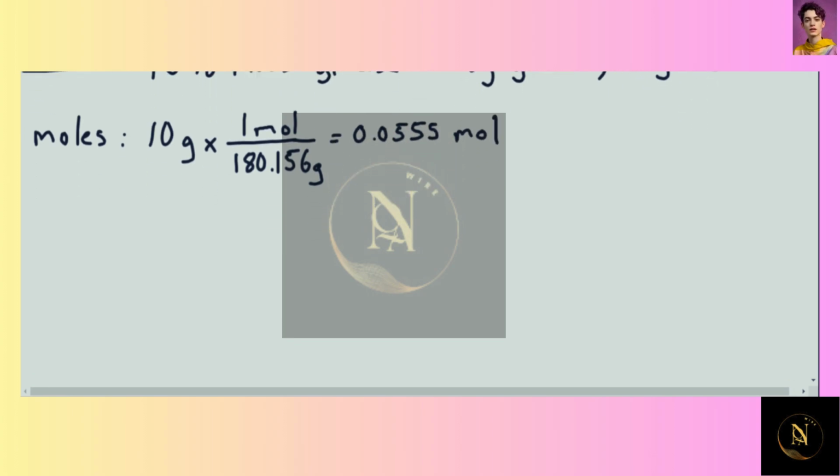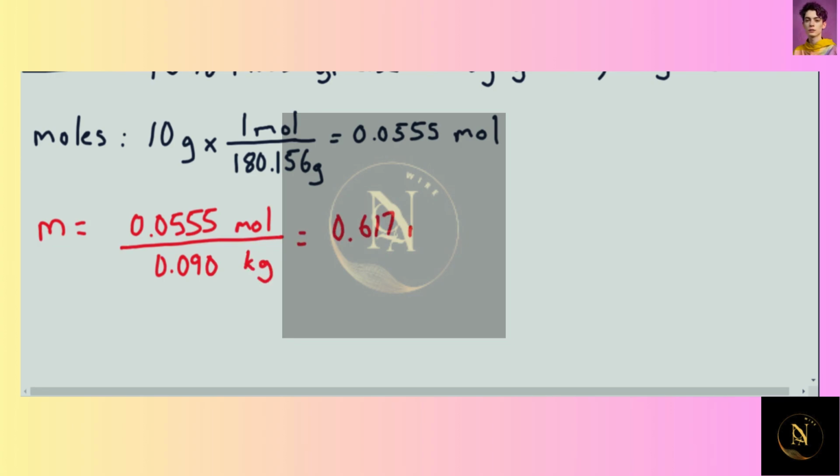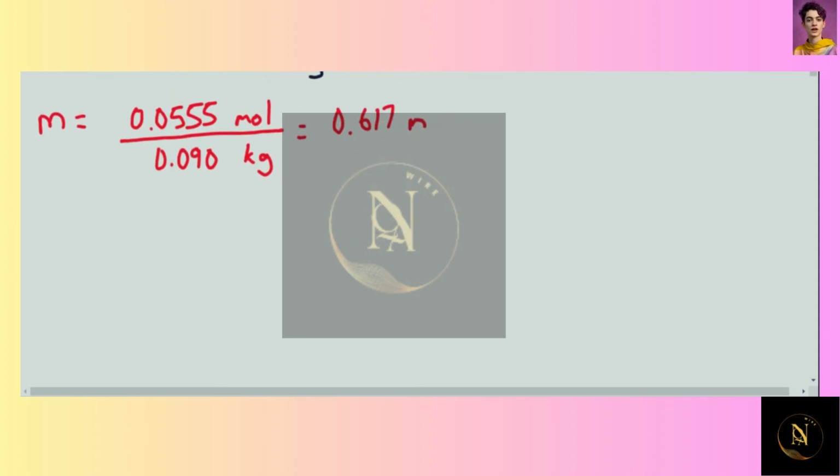So we can directly calculate molality, small m, by dividing these moles by the mass of the water. So we wrote up there that there's 90 grams of water. If we convert that to kilograms, it's 0.090 kilograms. So we do this division and we get a value of 0.617 molal.